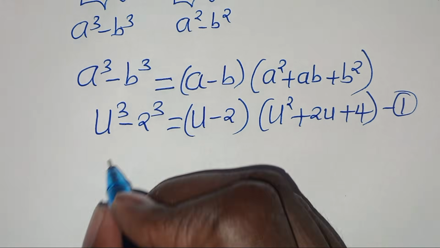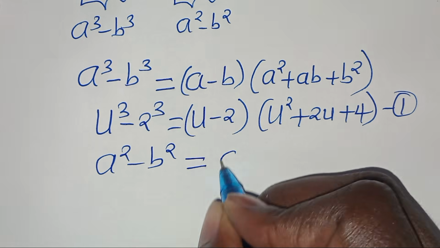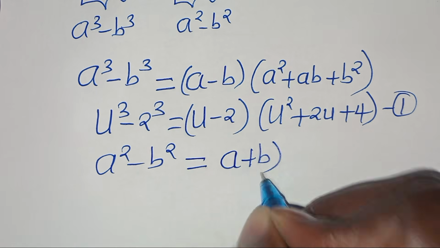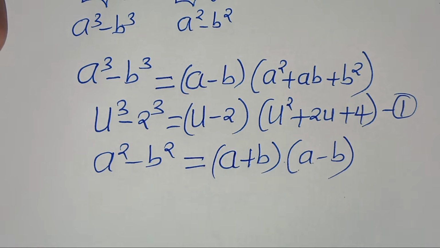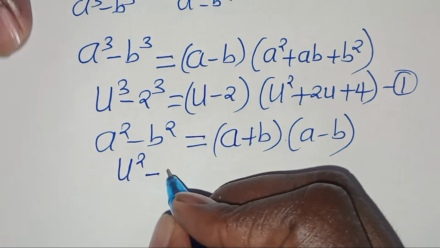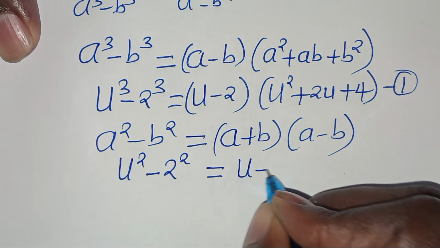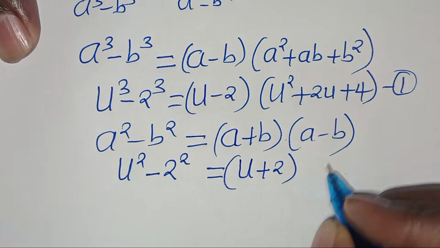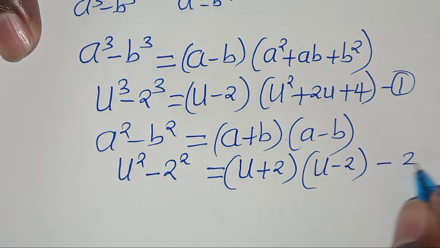Then we have the second part, which is the difference of two perfect squares, which we can express as a plus b multiplied by a subtract b. Now this implies that u to the power of 2 minus 2 to the power of 2, this can be expressed as u plus 2 multiplied by u subtract 2. Let's call this as the second part.